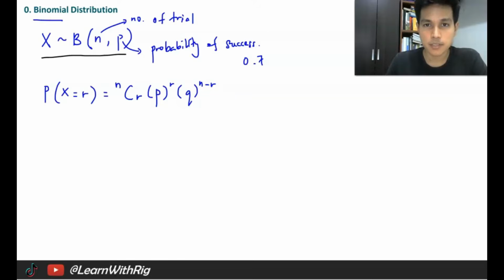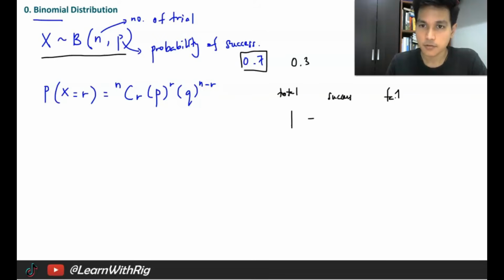So if I tell you the probability of success is 0.7, what is the probability of failure? The probability of failure is 0.3, because we know the maximum number for probability is 1, right? So if this is the total probability, you just have to minus the probability of success, and you get the probability of failure. So 1 minus 0.7, you get 0.3. So P and Q are like opposites. P is the probability of success, Q is the probability of failure. So if you want to find Q, you take 1 minus P. In other words, that's how you find Q.